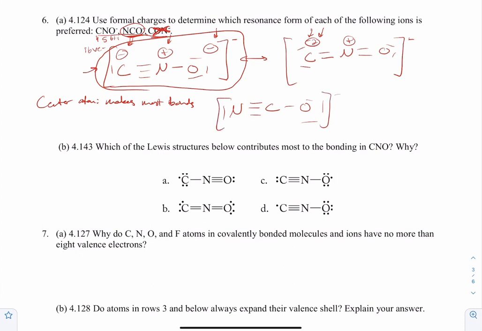Now, if we look at carbon, remember carbon wants 4 and has 1, 2, 3, 4, half of each of those bonds.